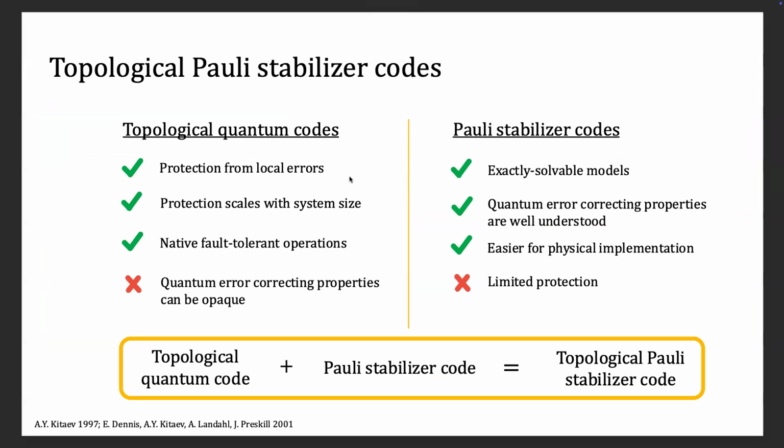And these two of course have their own pros and cons. For topological, the obvious advantage is it's naturally protected from any local error. This is the definition of topological order: the states are not distinguishable by any local observable. Also, the protection scales with the system size. If we increase the system size from 10 by 10 to 20 by 20, the protection actually increases. This has actually already been observed in experiment.